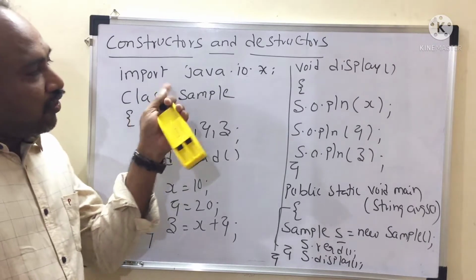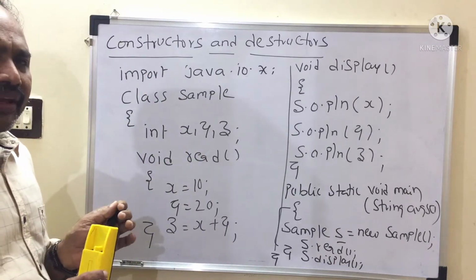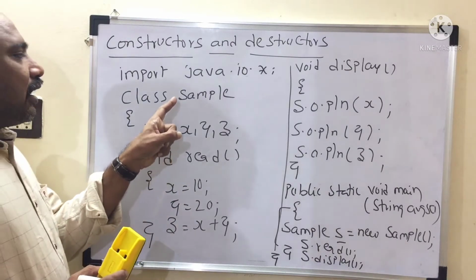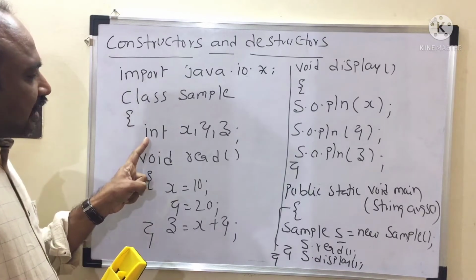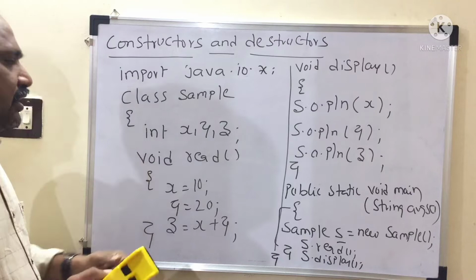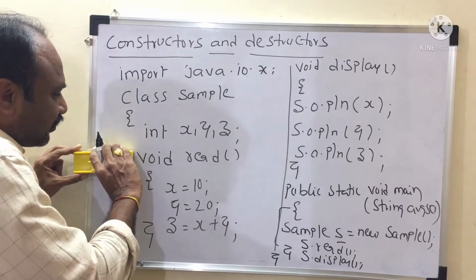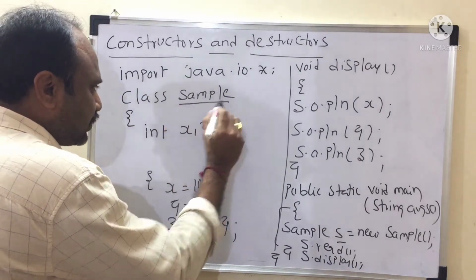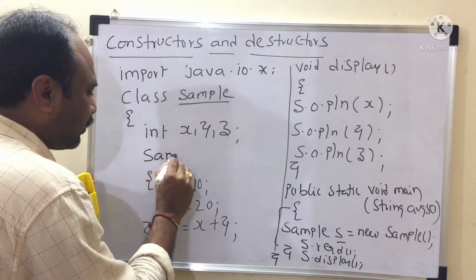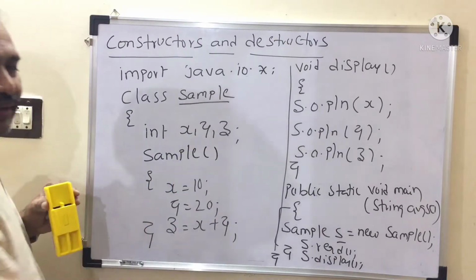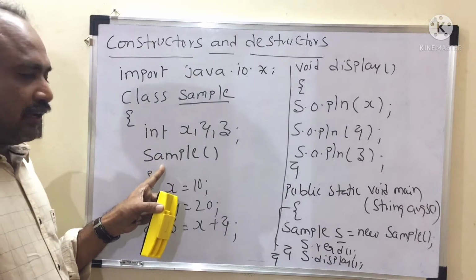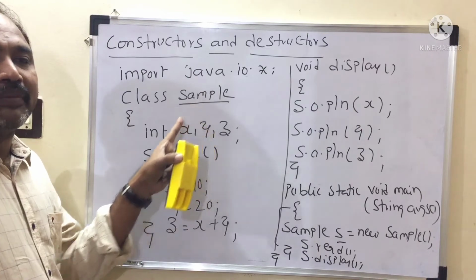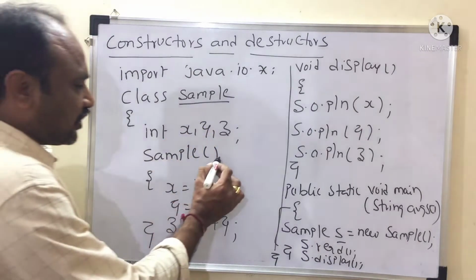If you are going to use a constructor, a constructor is also a method. For example, I have taken the Sample class. The class contains variables and methods. Instead of using the read method, now I will use a constructor. What is the class name? Sample. Use the method name also the same as the class name. If your class name and method name are the same, that is referred to as a constructor.